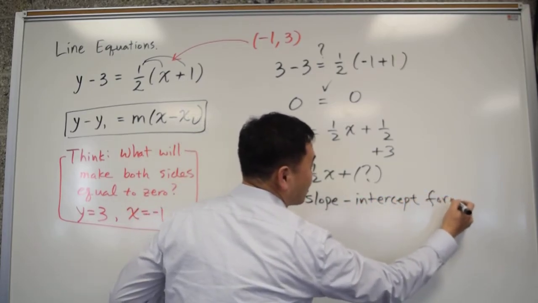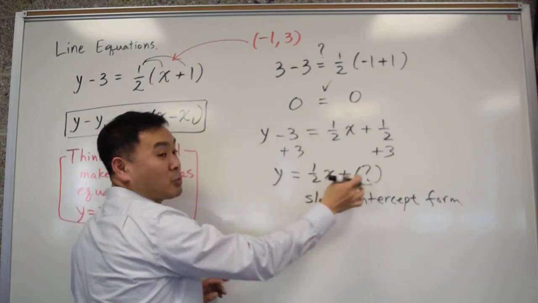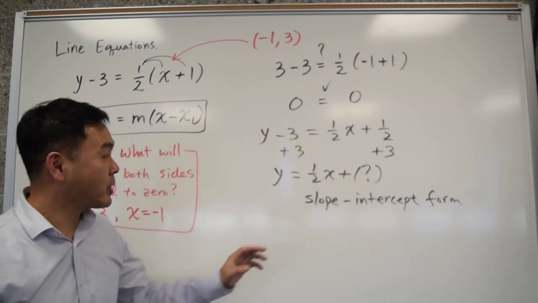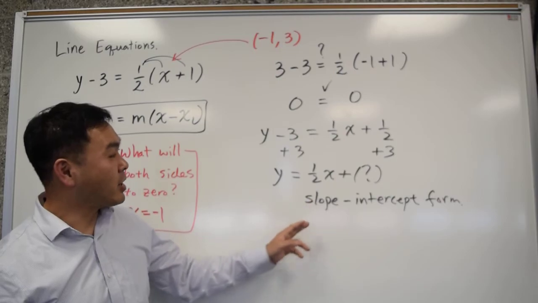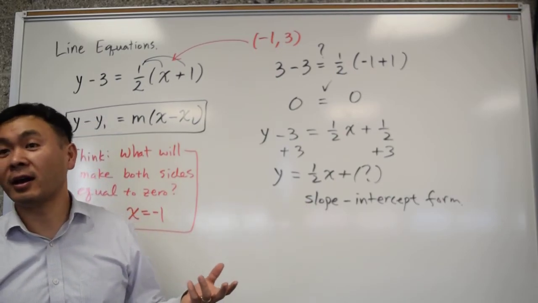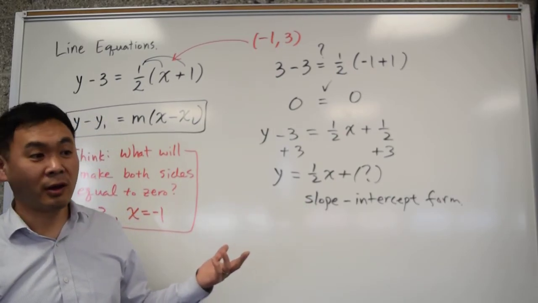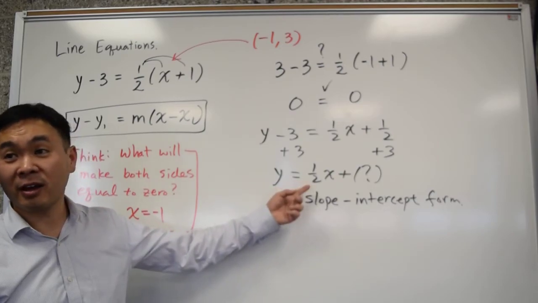What is slope-intercept form? It's y equals mx plus b. That's slope-intercept form. And we found out that the slope is what? What's the slope? 1/2. It's right there. Okay.